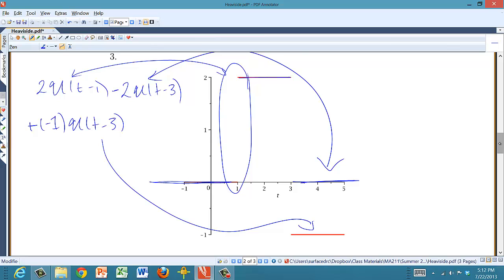Now I realize there are other ways you can think about this. You could say, well, I want to take 2 and subtract off 3 to get down to -1, so I'll just do that, and that's fine. What I'm showing you, turning these functions on and off, will make it a little bit easier for you later on down the road, I think. So now let's go ahead and factor these two terms, grouping my u of t minus 3 terms. I'll call this 2 times u of t minus 1 minus 3 u of t minus 3.